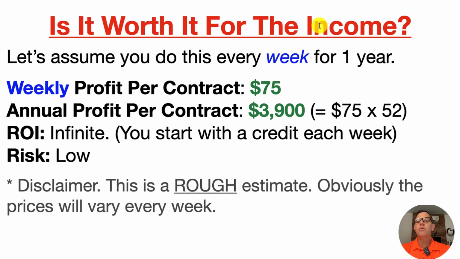Is it worth it for the income? Let's assume you do this every week for 1 year. Your weekly profit per contract would be $75. Your annual profit per contract would be $3,900. Your ROI is infinite, and that's because you start with a credit each week. And our risk on this is low.